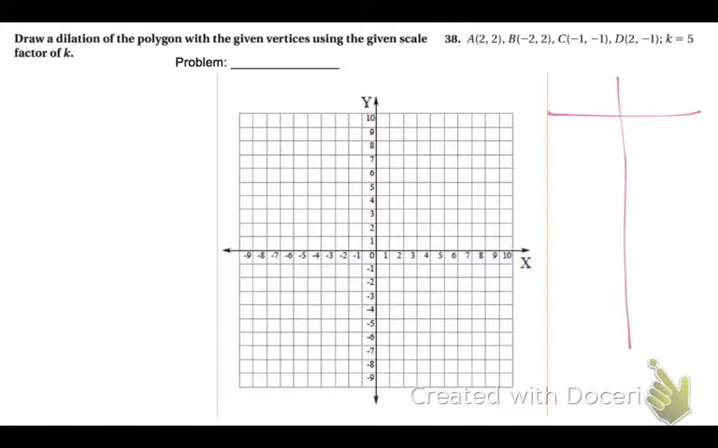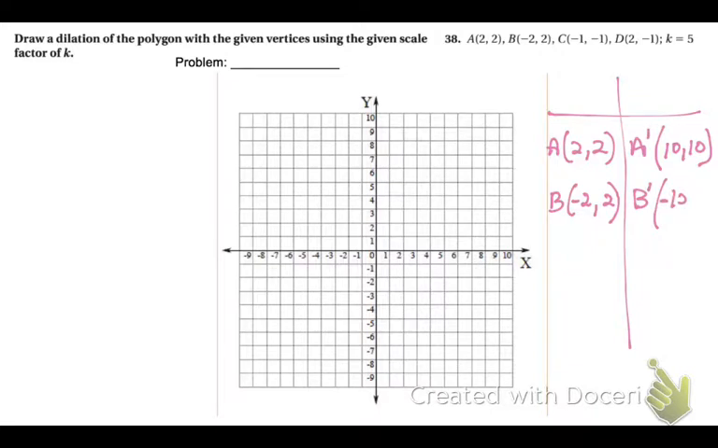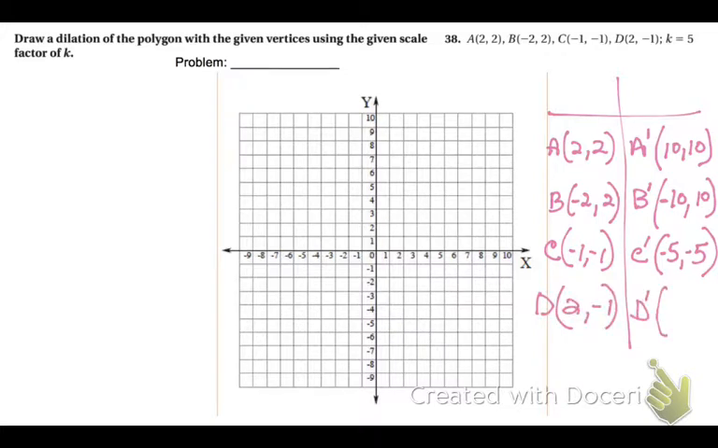Okay, so hopefully you still have that other one in your mind. So 5, A prime is going to be 5 times 2 is 10, comma 10. See, A was 2, comma 2. B was negative 2, comma 2. Don't get sloppy with your negative signs, guys. That'll really mess you up. 5 times negative 2 is negative 10. 5 times positive 2 is 10. C was negative 1, negative 1. C prime, negative 5, negative 5. D was 2, comma negative 1. D prime, 5 times 2 is 10. 5 times negative 1 is negative 5.